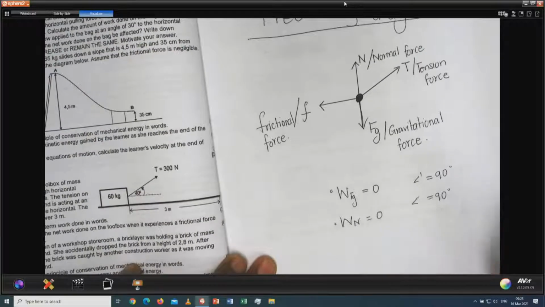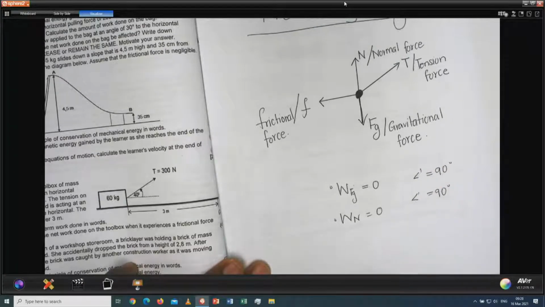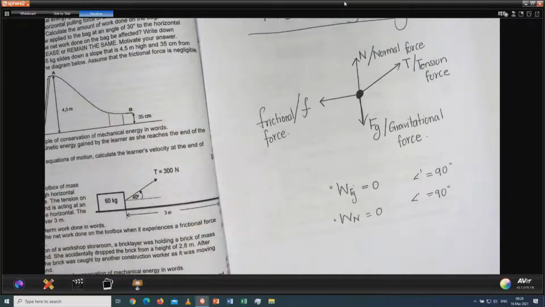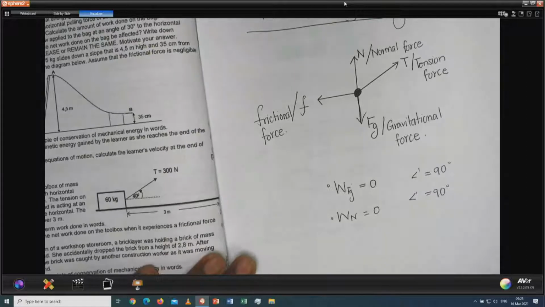And you must do this in practice so that by the time you get to the exam, this is already in your system. Because you can imagine if you have to do this in the exam, it will take you a whole lot of time.